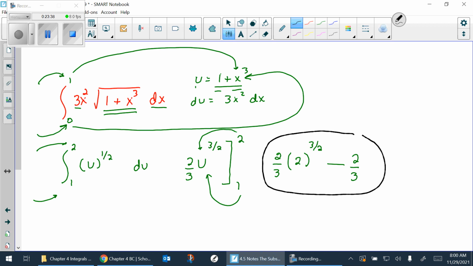No plus c, because this was a definite integral. Definite integral, you're doing the exact same thing, but you have to change your upper and lower limit to your new variable. And don't put the starters back in the game. Evaluate your antiderivative at these new upper and lower limits.